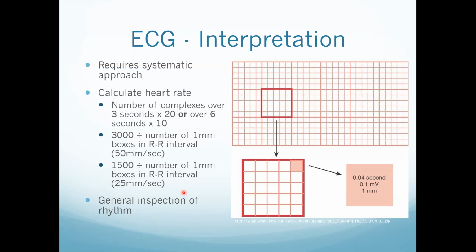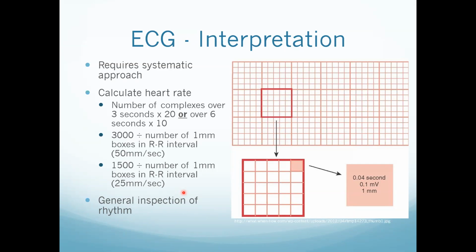So the average method, we can count out over 3 seconds or 6 seconds on our ECG, and that's going to depend on our paper speed, whether we're using 25 millimeters per second or 50 millimeters per second. If we count over 3 seconds, we count the number of complexes and multiply by 20 to get the rate per minute. And the same thing if we're doing over 6 seconds, then we can multiply by 10 to get the rate per minute.